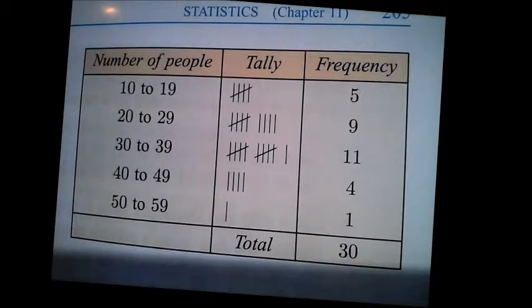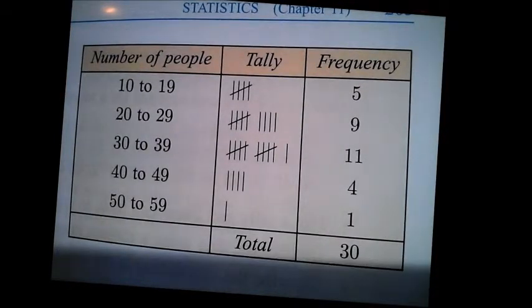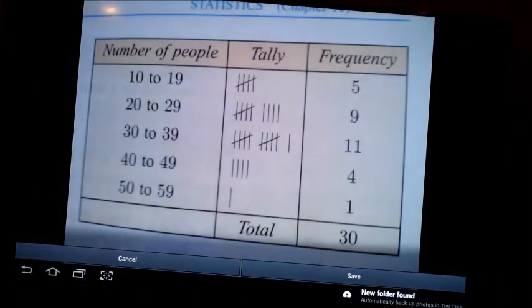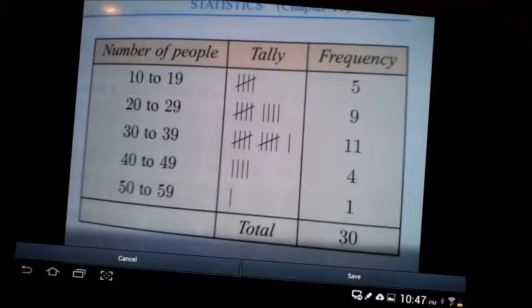This is on the next page, and it talks about grouped discrete data. They have an example on the bottom of page 204. It talks about a local hardware store and has a bunch of numbers listed. A local hardware store is studying the number of people visiting the store at lunchtime. They track this over 30 days.